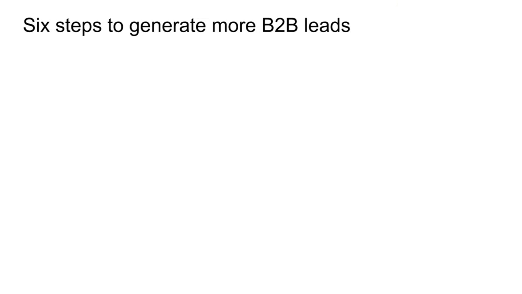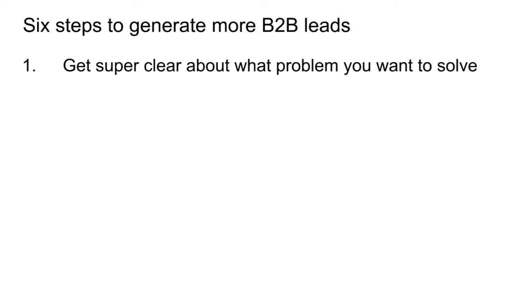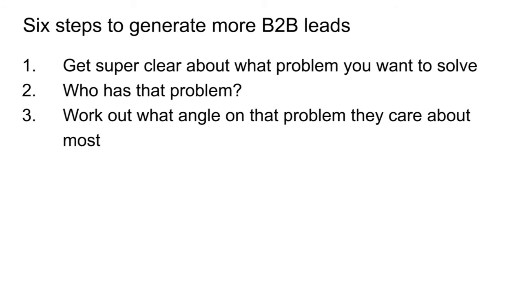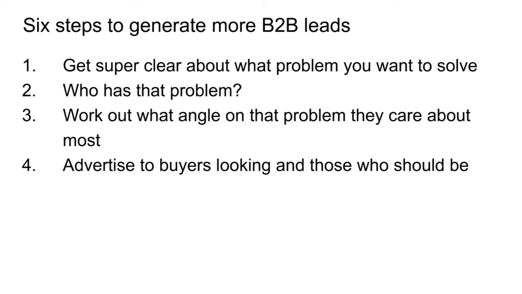Again, for today's show, I looked at 2,000 plans in our database, and I reflected on 500 projects that were done over nearly 20 years. And every plan is different, but the pattern is super clear and super simple. Here again are those 6 steps. Get super clear about what problem you want to solve and who has that problem. Work out what angle on the problem they care about and advertise to buyers who are looking and those who should be. Remember, the ad needs to respect what they're thinking.